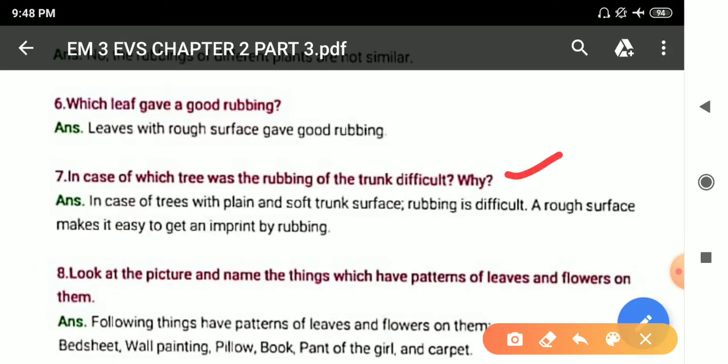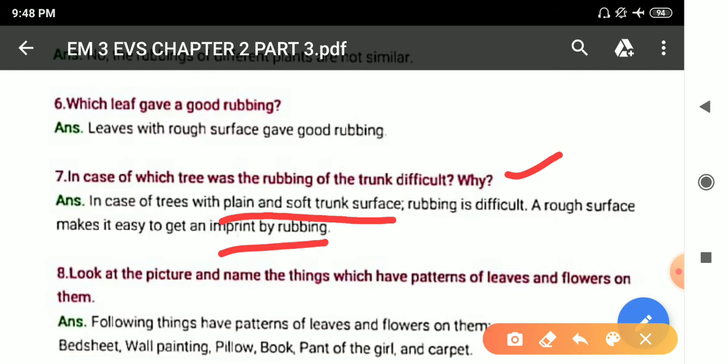Now we'll move forward to the seventh one. In case of which tree was the rubbing of the trunk difficult? Why? In case of the trees with a plain and soft trunk surface, rubbing is difficult. A rough surface makes it easy to get an imprint by rubbing. Which means if a tree has a plain and soft trunk, then it becomes very difficult to get a good rubbing. But if the surface is rough, it is very easy to get the imprint.